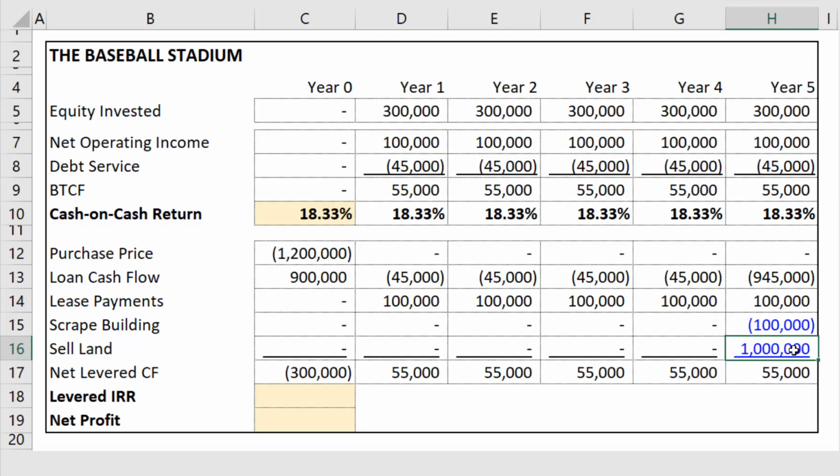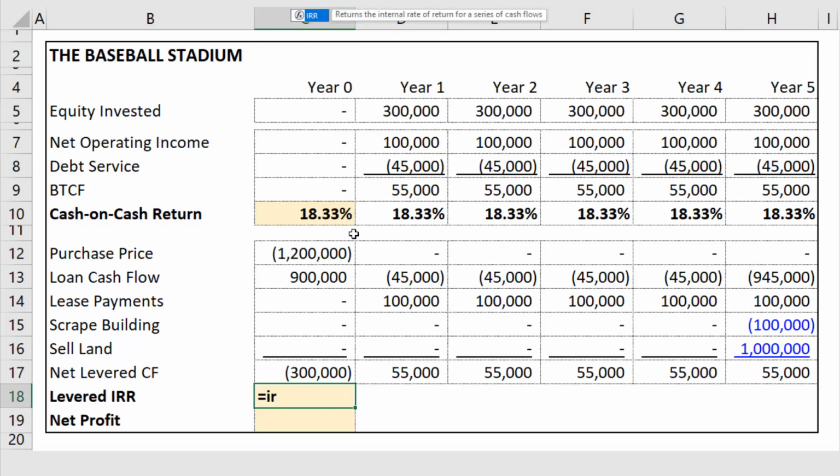So the question is, is it worth an 18.33% cash on cash return to do this deal? Well, let's calculate the internal rate of return. Now, the IRR is based on our net levered cash flow line, right? So in time 0, we have $300,000 of outflows. Then we get $55,000 of inflows each year. In year 5, we pay off the loan, $900,000. We also pay a $45,000 debt service payment. We receive $100,000 in operating income. We spend $100,000 to tear the building down, and then we sell the land for $1 million. We net, again, $55,000 in cash flow in that year.